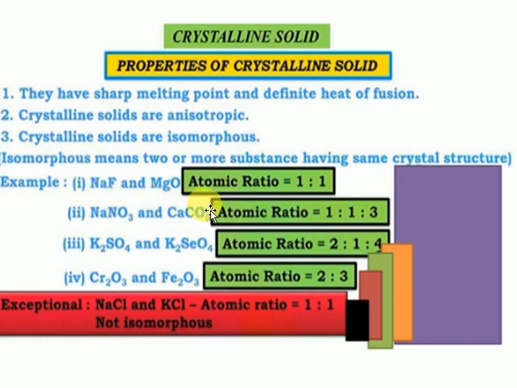Sodium chloride and magnesium oxide have an atomic ratio of 1:1. Sodium nitrate and calcium carbonate are 1:1:3. Potassium sulfate and potassium chromate are similar, and you can see very clearly that the number of atoms in the crystals remains constant. This is called isomorphous, not amorphous, isomorphous.